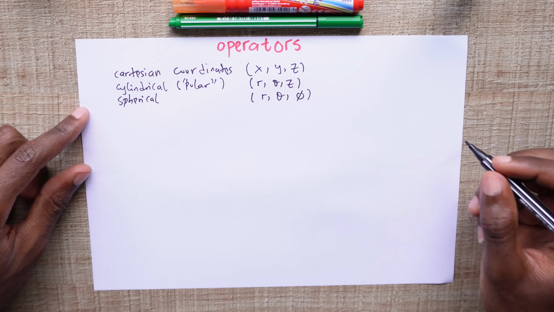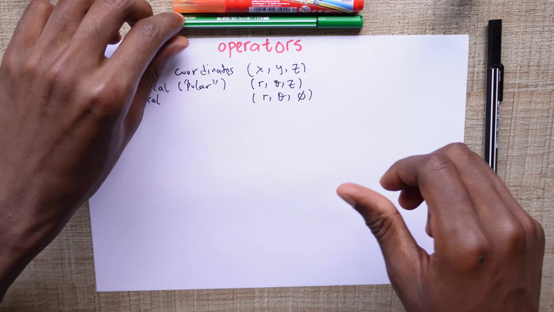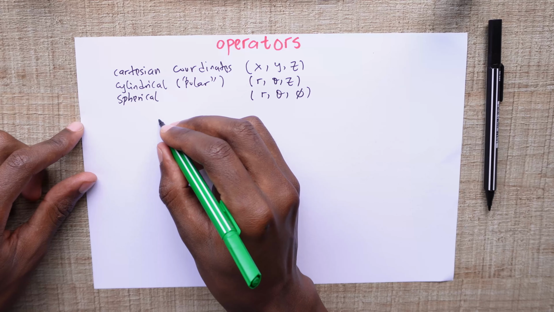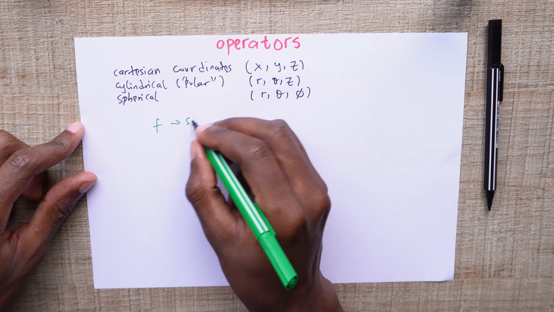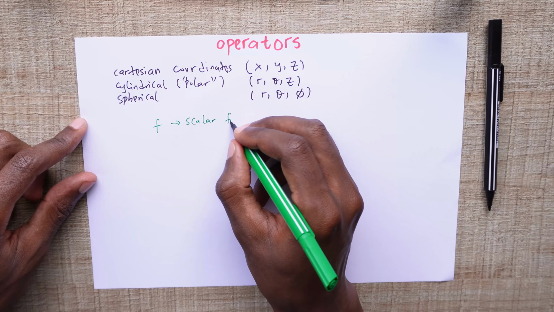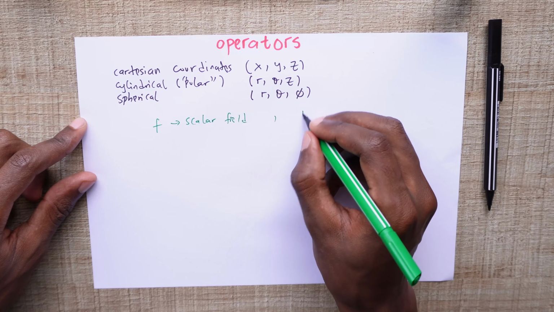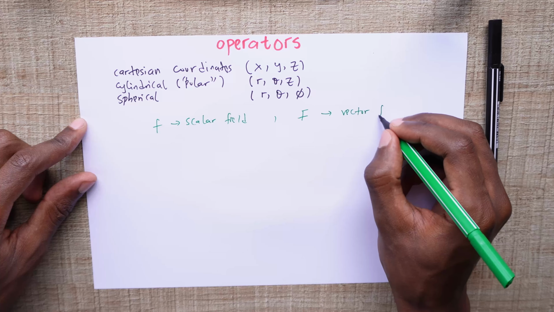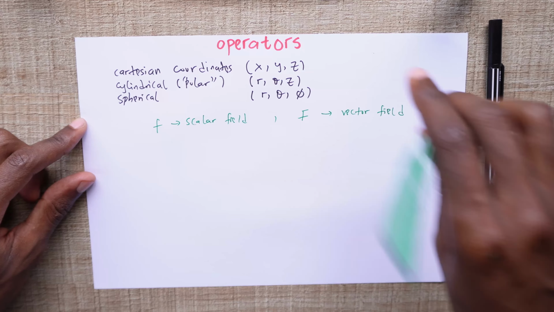So all along this presentation, small f will denote a scalar field, and capital F will denote a vector field. I also assume you are familiar with scalars and vectors.